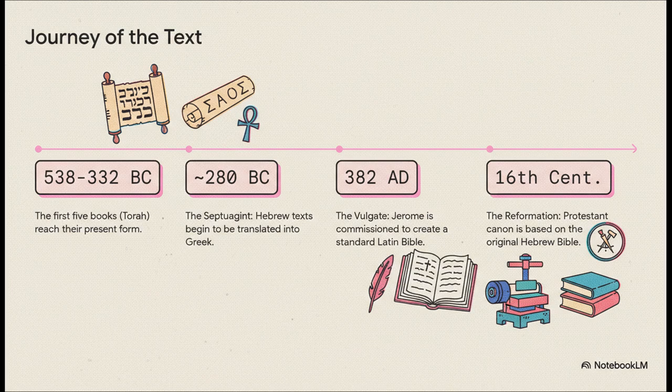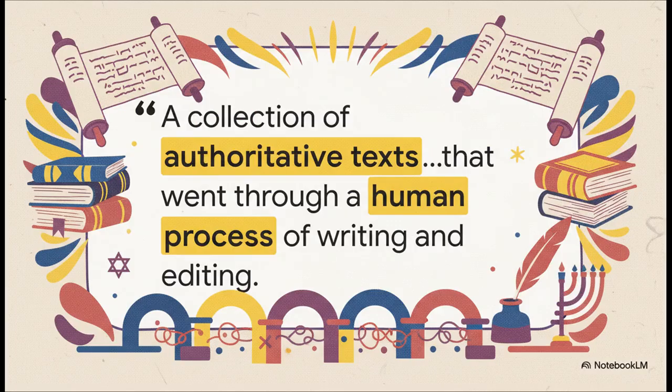All of this history comes to a head in the 16th century, when Protestant reformers decided to go back to that original Hebrew list, which is how they landed on the 39-book version. And that whole long journey we just saw really captures the modern scholarly view perfectly. I love this quote from Professor Timothy H. Lim, who calls it a collection of authoritative texts that went through a human process of writing and editing. It helps us appreciate that there's both deep faith and a really complex human history behind this library.